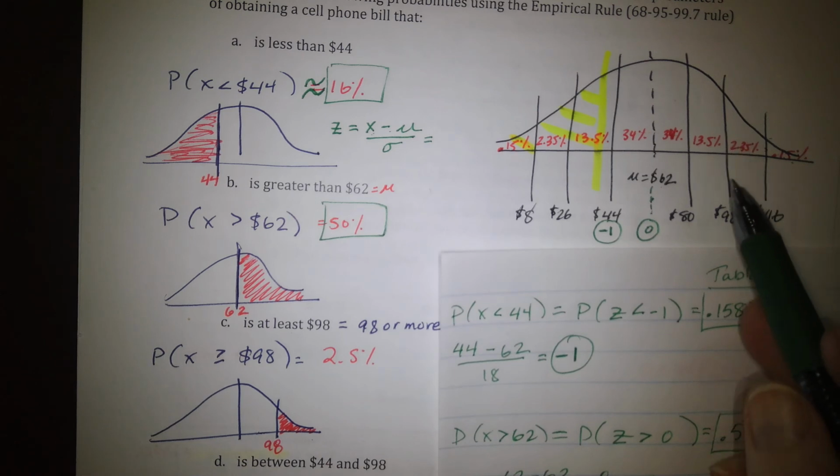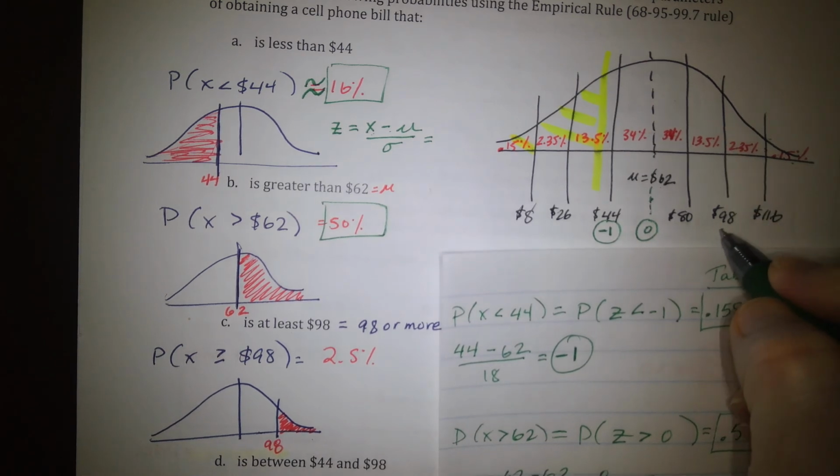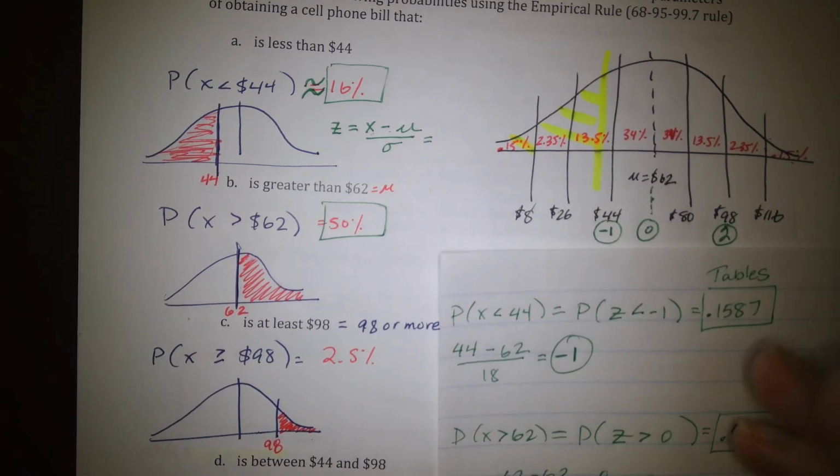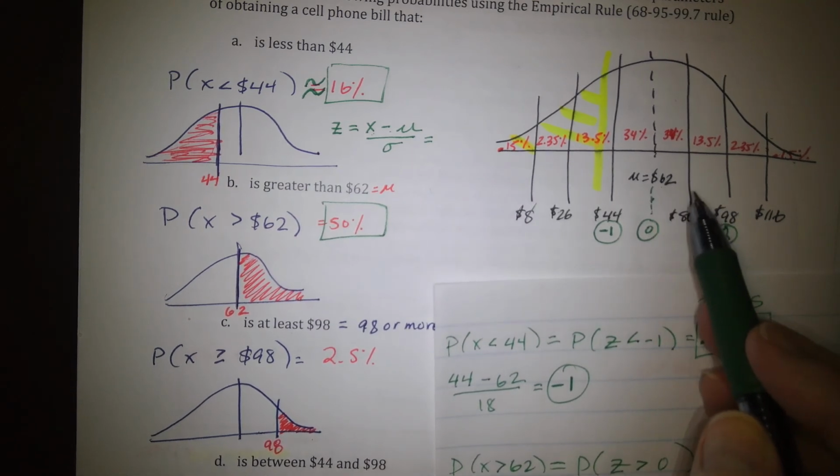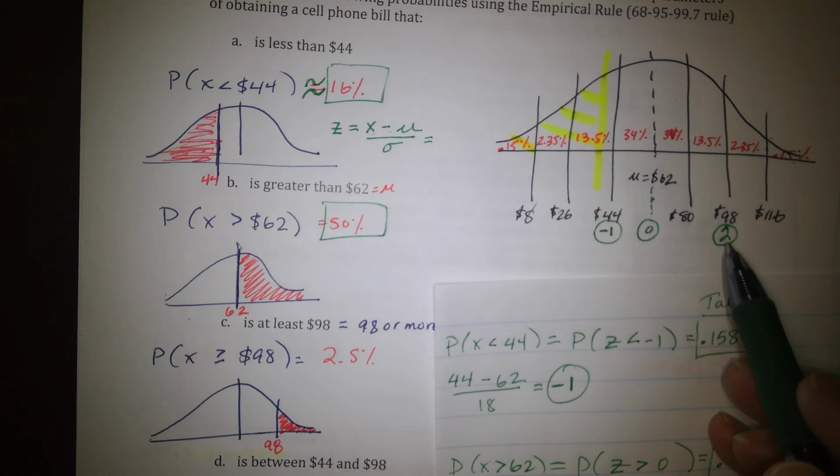98 has a z-score of 2. That's because 98 is exactly 2 deviations greater than the mean.